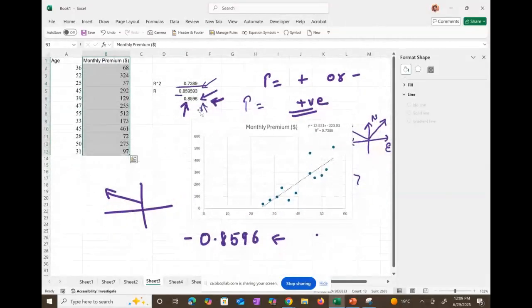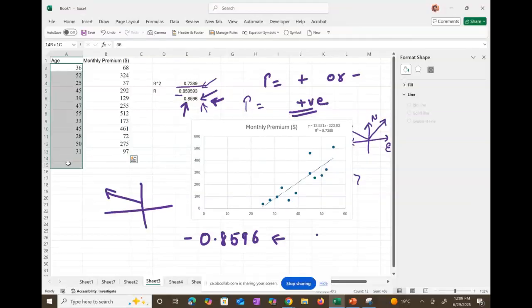I will say that 74% of the monthly premium values in this given data can be justified based on the input data, which is the age in this case. So in short, it means that I can justify 74% of the values as being related to the age. The older you get, the higher premium you have to pay.